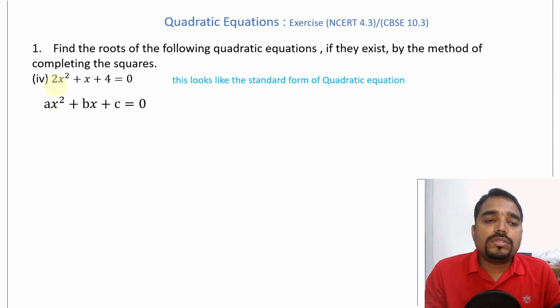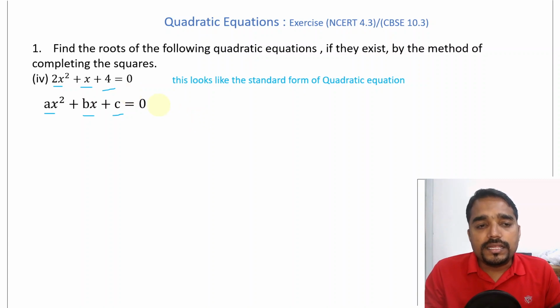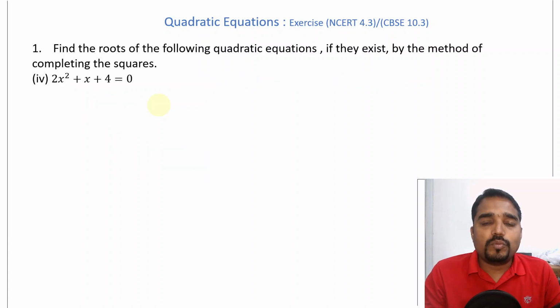That is, both the given equation and the standard form contain the first term as an x square term, second term as an x term, and third term is a constant term. Therefore, it is looking like the standard form. Now, completing the squares method is one method which is similar to the factorization, but it contains 4 basic steps which have to be followed.